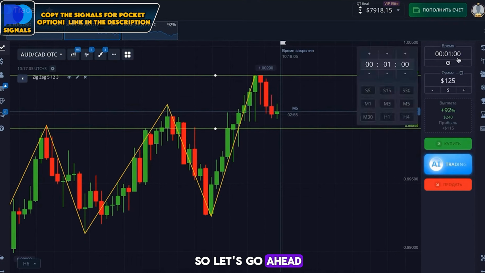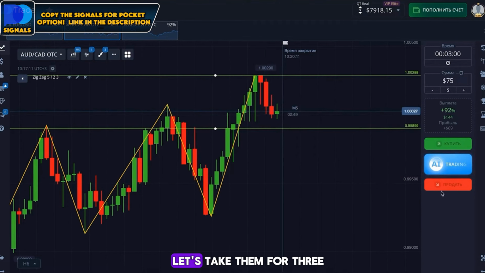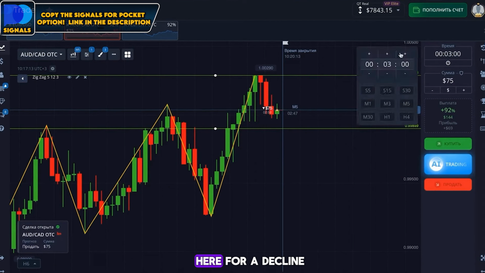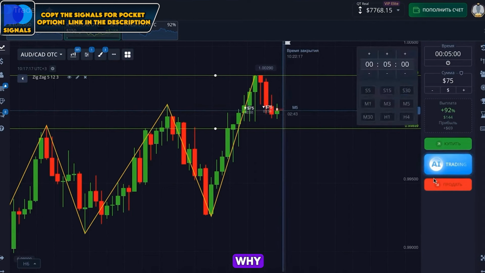So, let's go ahead and I will try to open several trades here. I will open trades of $75 each. Let's take them for 3, 4 and 5 minutes here for a decline. I will open these 3 trades. Why?